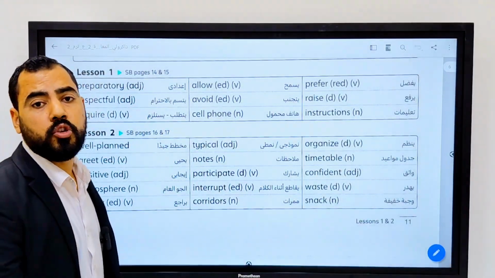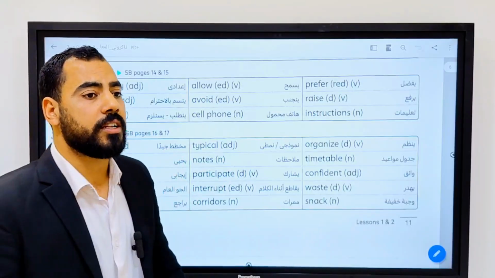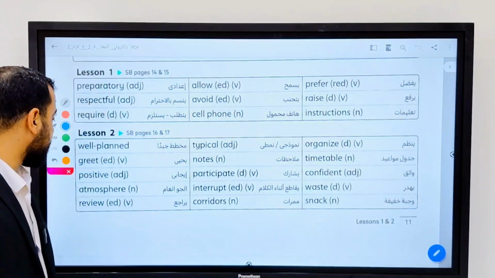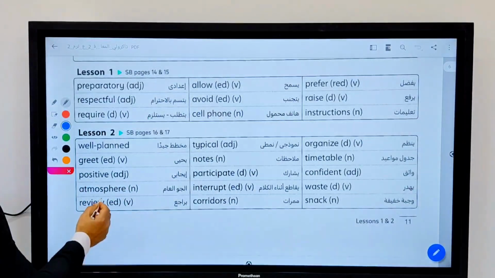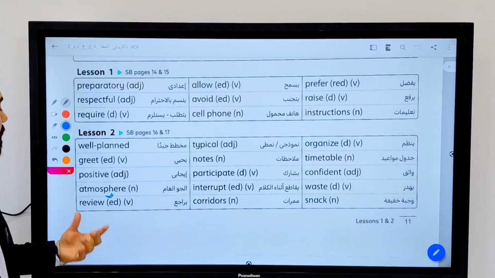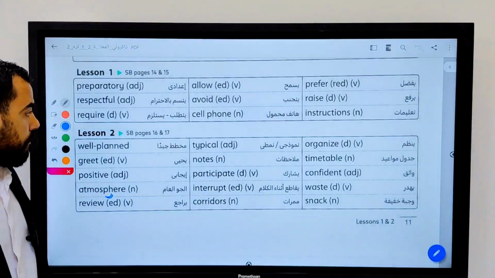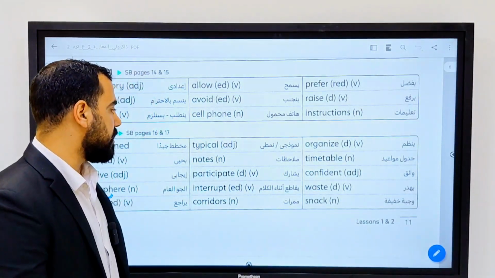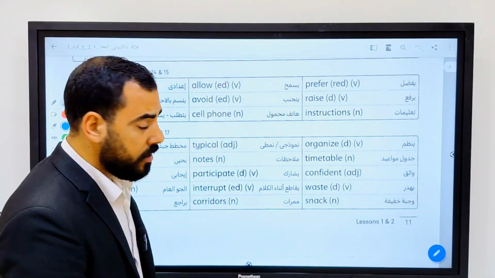Okay, when you say hello to people, this means that you greet them. Positive means good side of something, not the opposite or the antonym or the negative. Atmosphere, so ph makes the sound "f". Review, when you study something again. Typical day, repeated day, or things that happen in the same order.